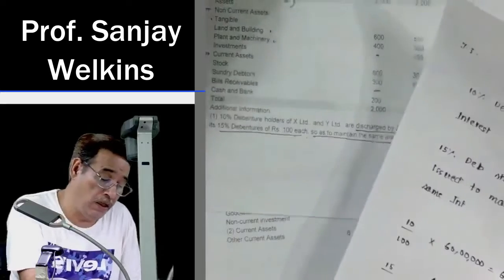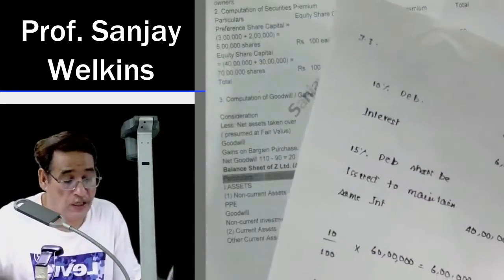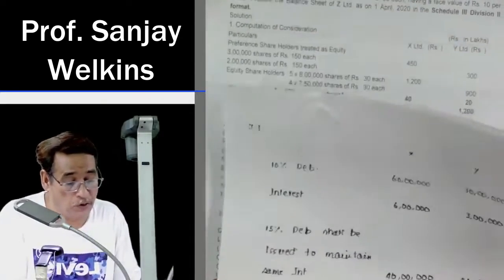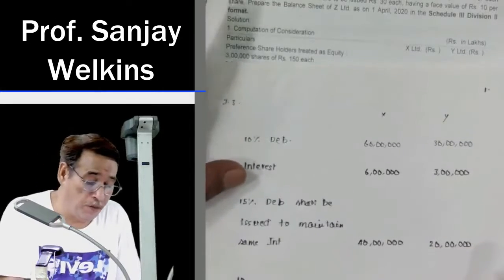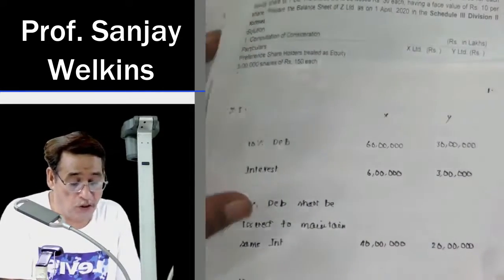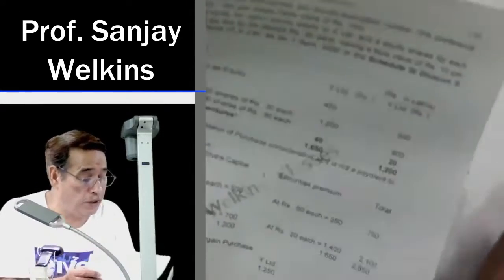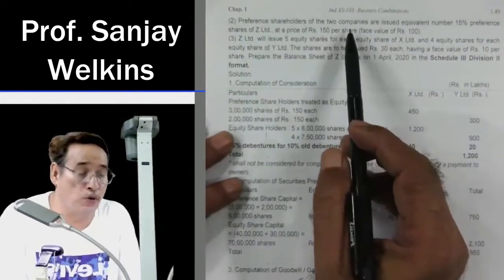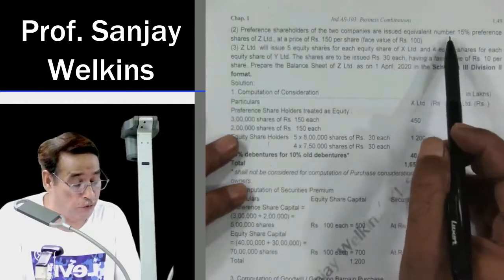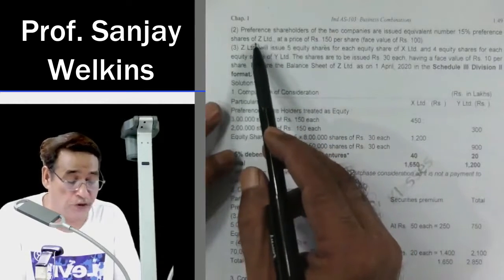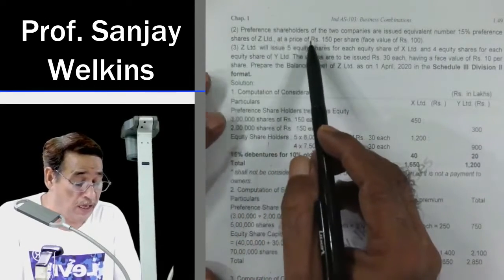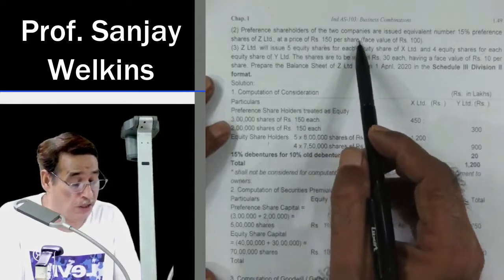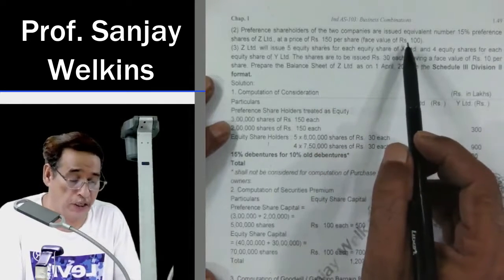Secondly, the next point, this was the first point, and the second point is with respect to preference share. Now pay attention. Preference share. Pretty long question, I have already told you, and pretty tough question also. Preference shareholders of the two companies are issued equivalent number of 15% preference shares of Jet Limited at a price of 150 per share and face value of rupees 100 each.